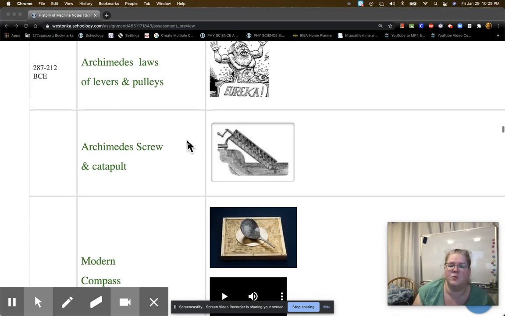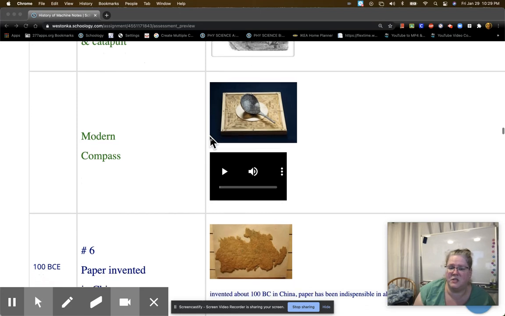The screw that allowed us to put it in the water and crank the screw, and there was a cylinder that rotated up and it would pull the water up and dump it out at the top, so you could actually move water uphill. Modern compasses really using it.